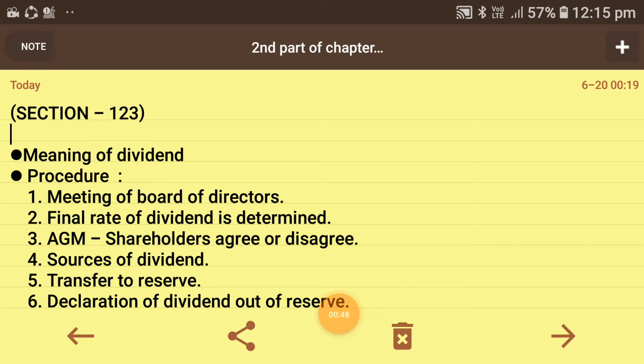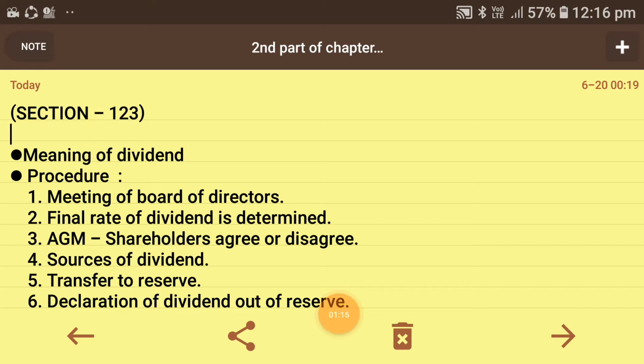The term dividend includes interim dividend. The term interim dividend means the dividend declared between the two annual general meetings of the company. Listen again: the term dividend includes interim dividend. The term interim dividend means the dividend declared between the two annual general meetings of the company. This is the perfect definition which comes under section 2 subsection 35 as far as the meaning of dividend is concerned. Now I am going to tell you about the provisions.